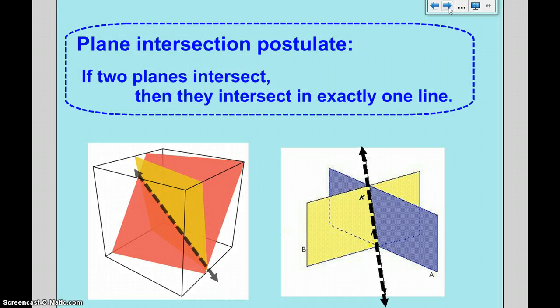Our third postulate, going to the bottom left corner of your handout, is titled plane intersection postulate. If there are 2 planes that intersect, then they intersect at exactly 1 line. See this pink plane and the yellow plane, where they intersect at this 1 line. Same thing over here, this blue plane and yellow plane intersect at exactly 1 line.